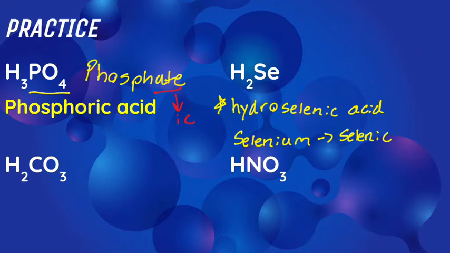All right, let's go ahead and take a look at our next one. So this will be our H2CO3. All right, so our CO3, it does have oxygen in it. So we're going to take a look at the back of the periodic table. This polyatomic is going to be our carbonate.